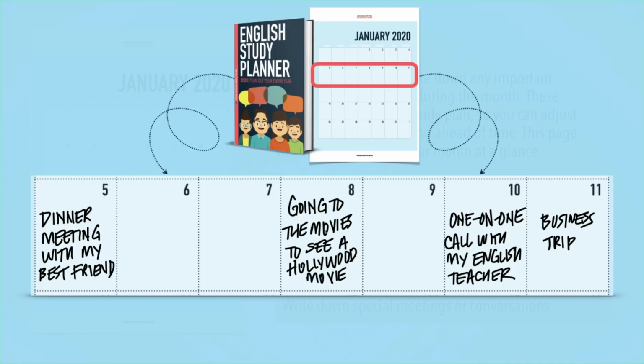January 8th, going to the movies to see a Hollywood movie. January 10th, one-on-one call with my English teacher. And January 11th, a business trip. Now, why is it important to do this first?